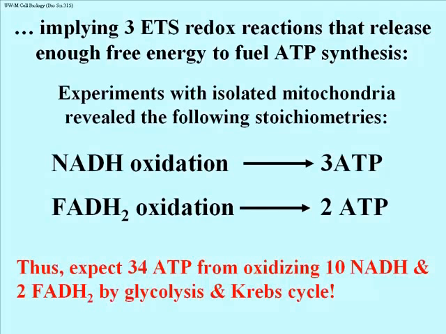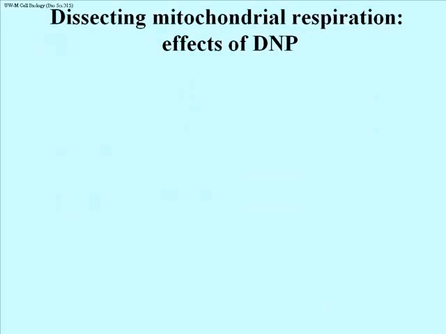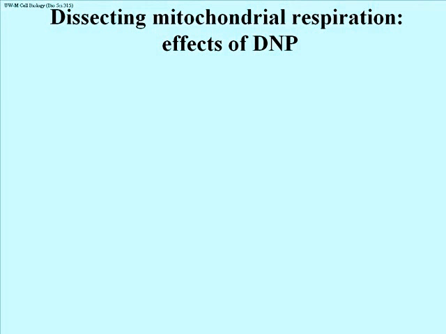So now the question is, how is the exergonic electron transport system pathway actually linked to ATP synthesis, to oxidative phosphorylation? The first clues came from the effects of a respiratory poison called dinitrophenol, or DNP.